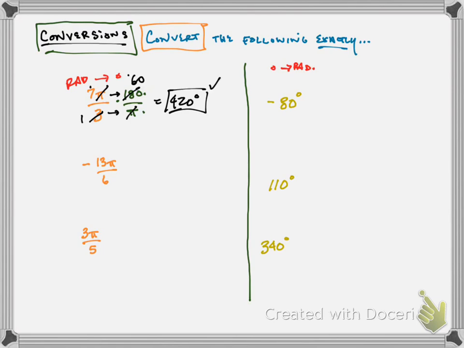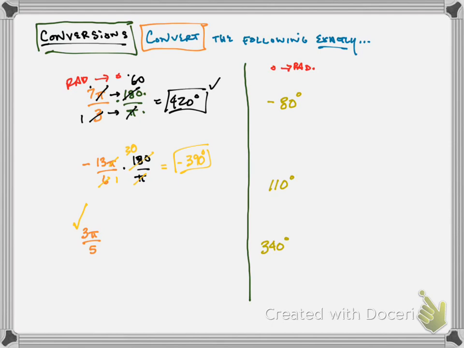Convert negative 13 pi over 6 to degrees. Again, multiply by 180 divided by pi. Okay, my pi's reduce to 1. 180 over 6 is 3 over 1, and we get negative 39 over 1, or negative 39 degrees. I said negative 39. I meant negative 390, because 180 over 6, of course, is 30 over 1, not 3 over 1. Okay, for the sake of time, I'm going to let you try that one on your own.